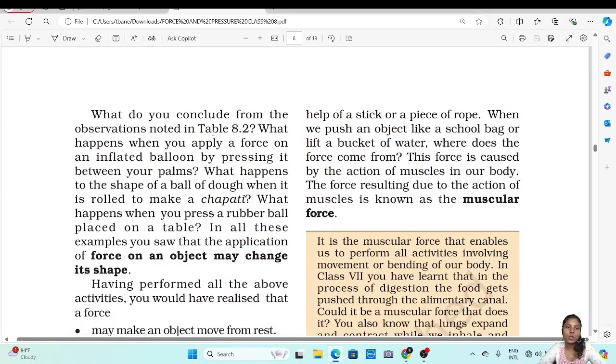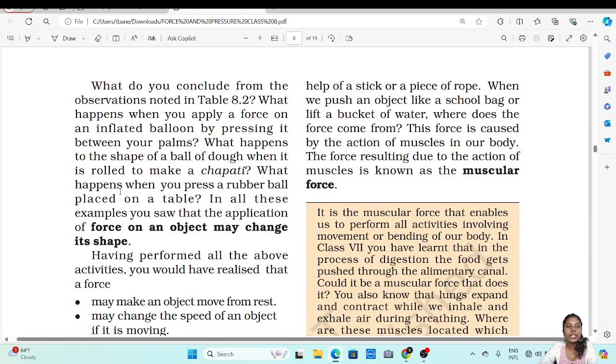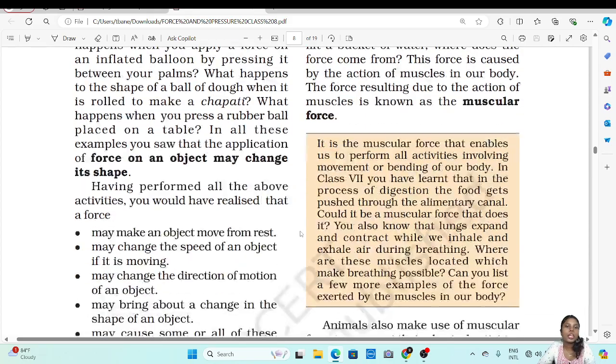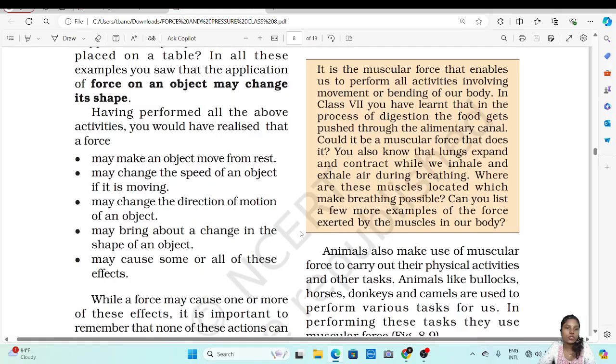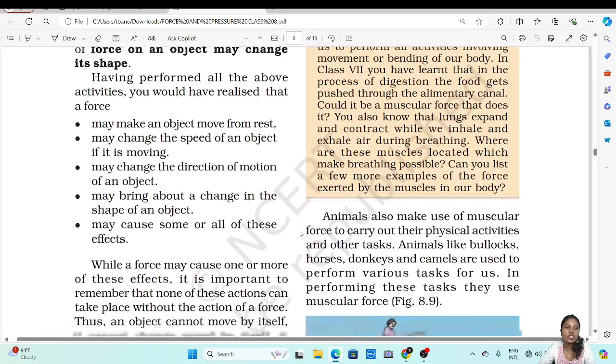Now, what do you conclude from the observations noted in table 8.2? What happens when you apply a force on an inflated balloon by pressing it between your palms? What happens to the shape of a ball of dough when it is rolled into a chapati? So it becomes flat. Initially it was in the form of a dough or a ball like thing. Then when you roll it into a chapati, it becomes completely flat. What happens when you press a rubber ball placed on a table? It will change its shape. So in all these examples, you saw that the application of force on an object may change its shape.